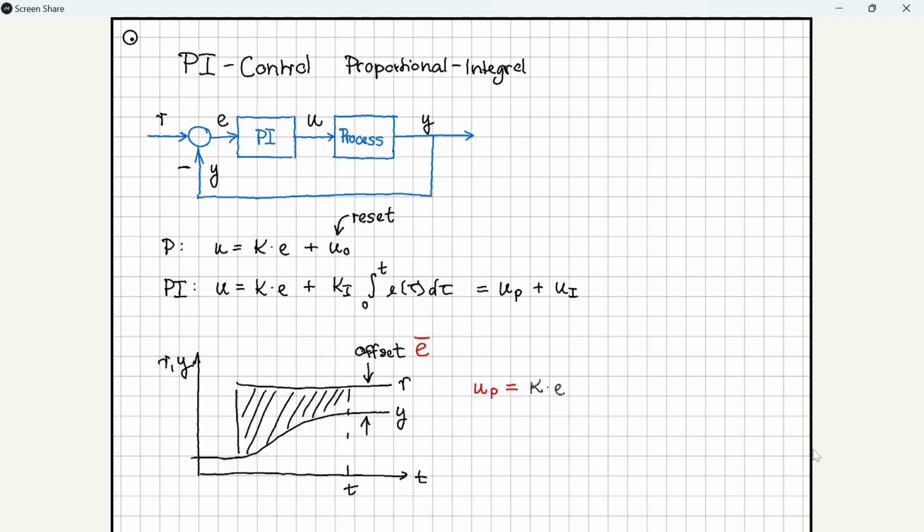If the control error is constant, then the proportional part of the PI controller will be a constant with value Ke. However, the integral part will continue to increase or decrease, depending on whether the control error is positive or negative. The only way to achieve a constant controller output is when the control error is e equals 0.